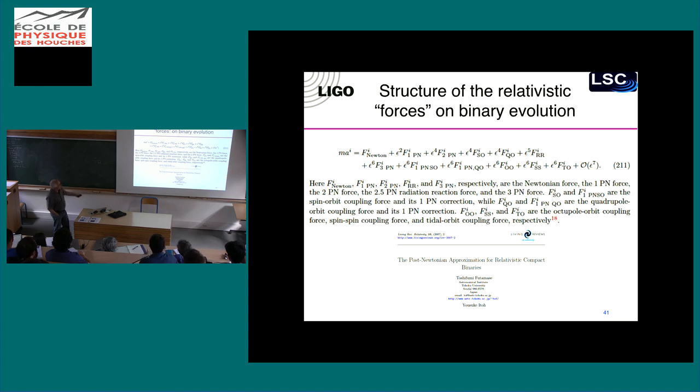Here, this fellow over here likes to use epsilon instead of v over c squared. Whatever. You see, there's a Newtonian piece. There's a first, second, and higher order post-Newtonian pieces to the effective force that accelerates a particle. This is quite general, actually. Here is the lowest order in which the spin-orbit interaction happens.